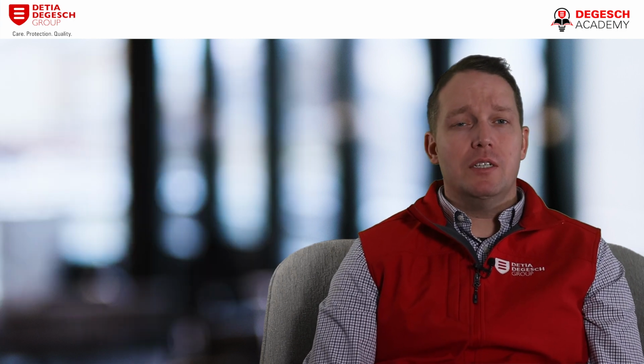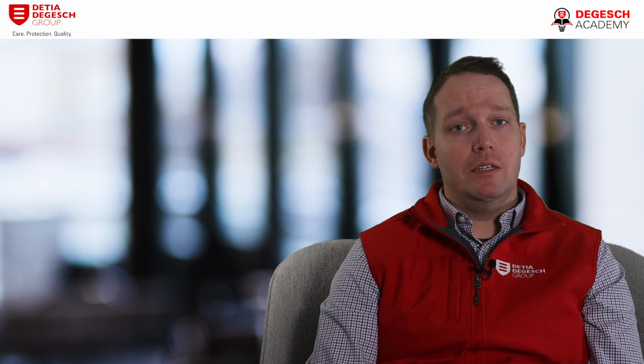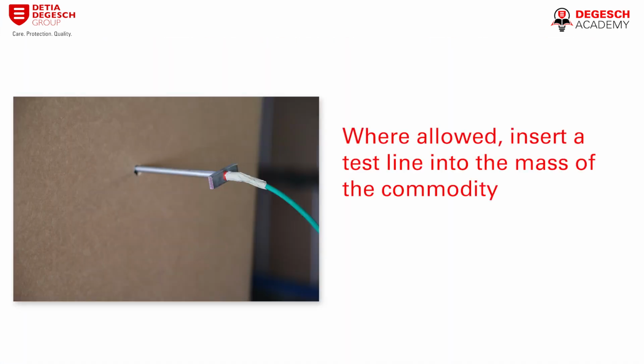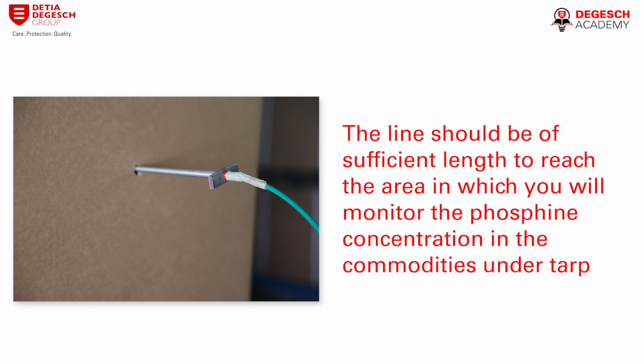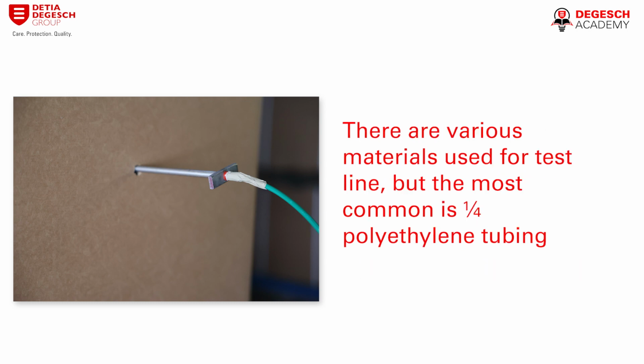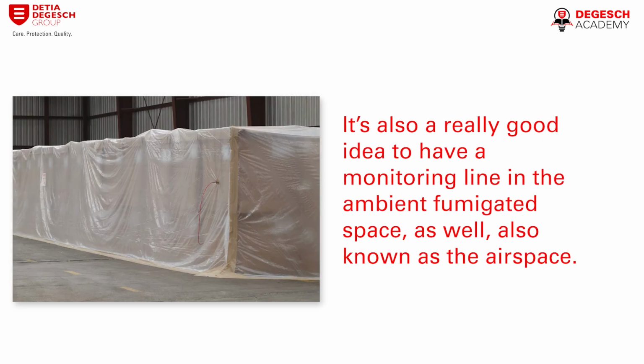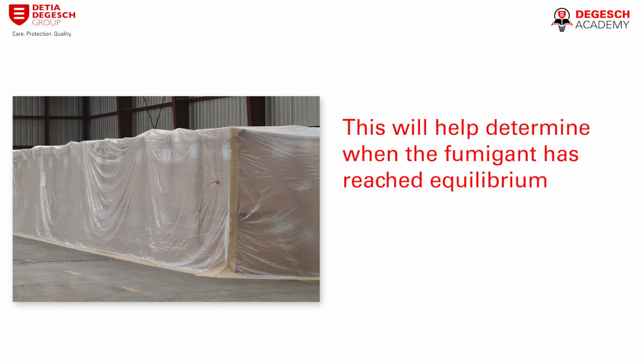During the sealing process, you will also need to set up monitoring lines. And where allowed, insert a test line into the mass of the commodity. The line should be of sufficient length to reach the area in which you will monitor phosphine concentrations in the commodities under the tarp. There are various materials used for test line, but the most common is 1/4-inch polyethylene tubing. It's also a really good idea to have a monitoring line in the ambient fumigated space as well, also known as the airspace. This will help determine when the fumigant has reached equilibrium.